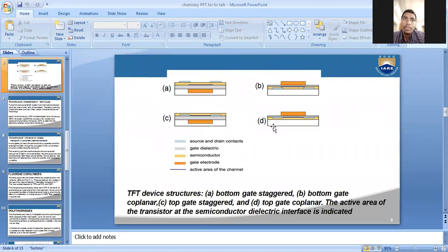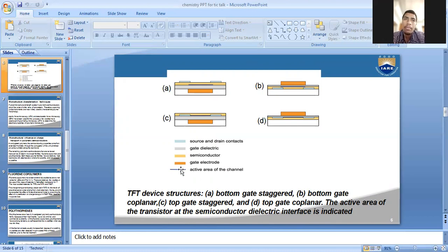This was the graph for TFT device structures. There are four types of structures in a TFT device. First one is bottom gate staggered, second one is bottom gate coplanar, third one is top gate staggered, and fourth one is top gate coplanar. The active area of the transistor at the semiconductor dielectric interface is indicated. Now we can see these diagrams and easily find the TFT device structures.